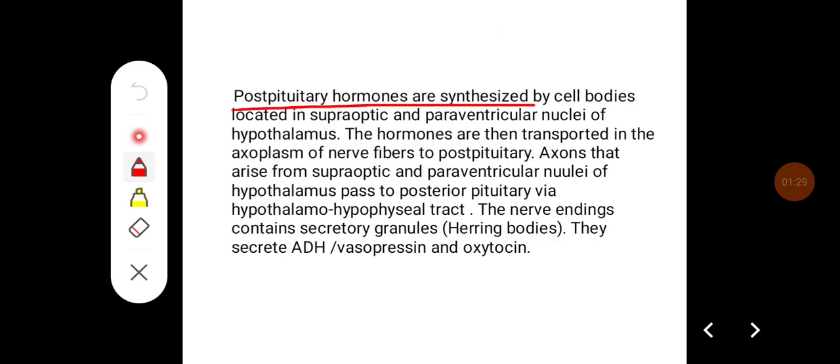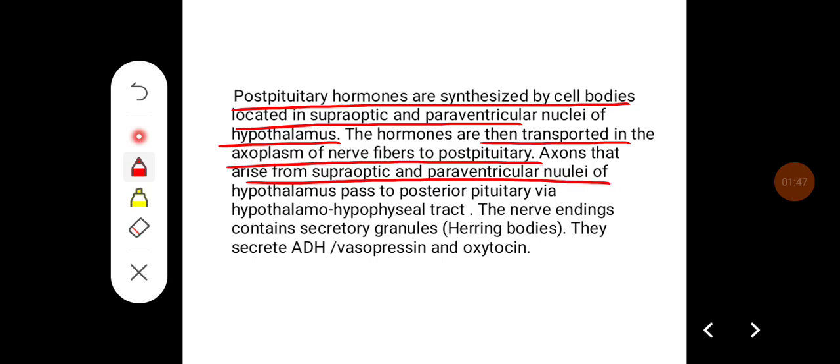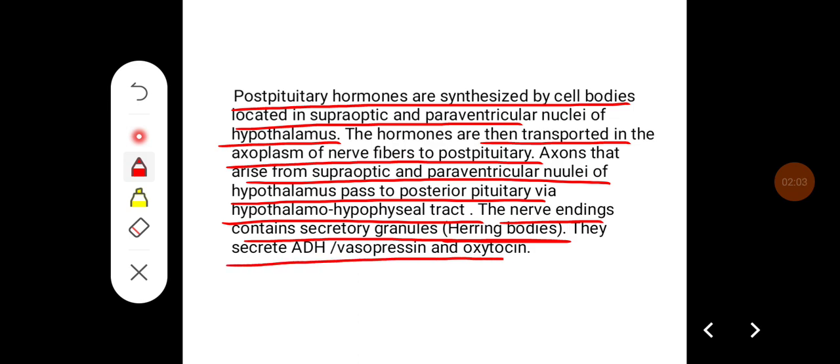Posterior pituitary hormones are synthesized by cell bodies located in supraoptic and paraventricular nuclei of hypothalamus. The hormones are then transported in the axoplasm of nerve fibers to posterior pituitary. Axons that arise from the supraoptic and paraventricular nuclei of hypothalamus pass to the posterior pituitary via the hypothalamo-hypophyseal tract. The nerve endings contain secretory granules which are called Herring bodies, and they secrete ADH, which is also called vasopressin, and oxytocin.